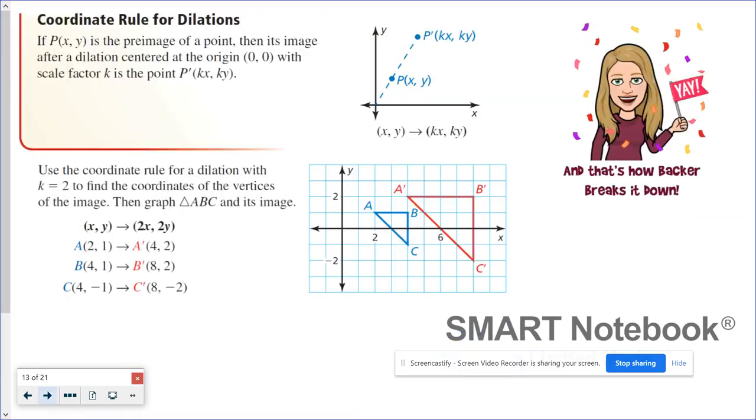So that's how you can perform dilations on the coordinate plane. Simply multiply the original points of the preimage by the scale factor to get the corresponding points of the image.